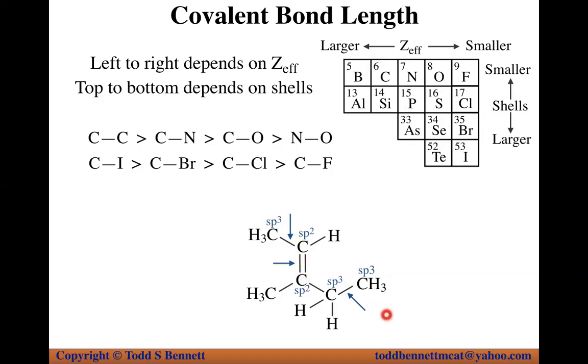So this will be my longest bond between 2 SP3s. This will be my shortest bond between 2 SP2s. And the other one's going to be somewhere in the middle. So we'll call it the middleist. So hopefully this seems okay.